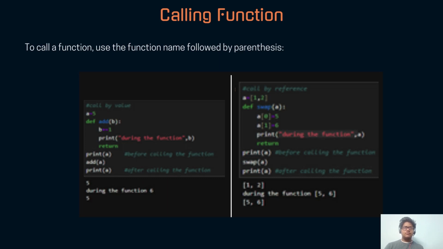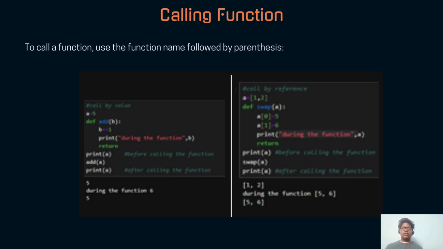Just observe call by value and call by reference. Since I've given an immutable data type in call by value, the value changes inside the function and it does not affect the original value, whereas in call by reference I've given a mutable data type such as a list, and when the value changes inside the function it automatically changes the value outside the function. I hope you all have understood call by value and call by reference.